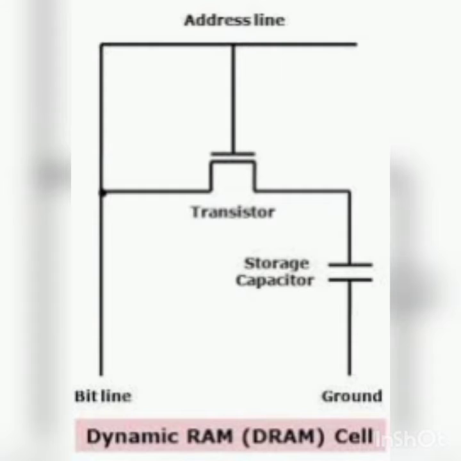For a read operation, when the address line is selected, the transistor turns on and the charge stored on the capacitor is fed out onto a bit line and to a sense amplifier. The sense amplifier compares the capacitor stored voltage to a reference value and determines whether the cell contains logic 1 or logic 0.